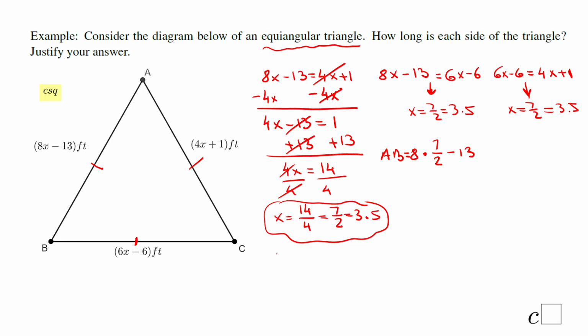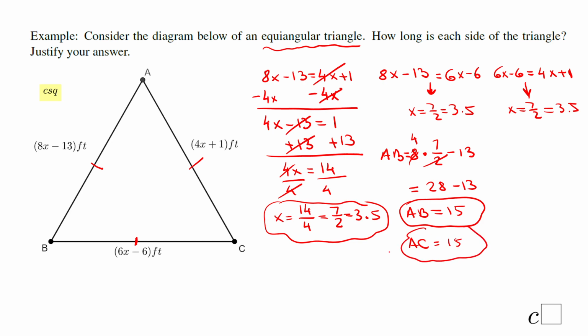So now we can simplify here. 2 goes into 8 four times, so we're going to have 4 times 7, that's 28, minus 13, that will be 15. AB is 15. AC will also be 15. And BC will also be 15. And that's it for this example, this problem.